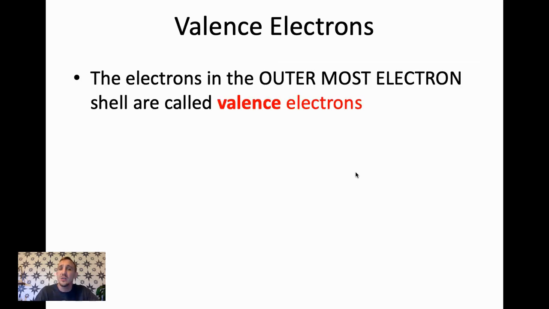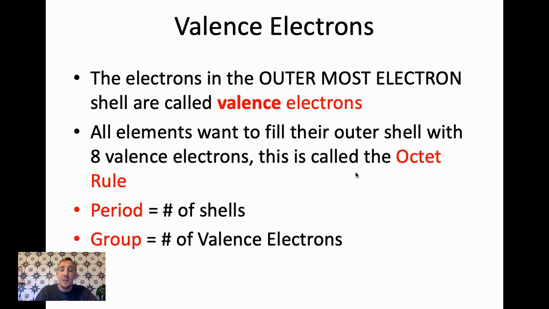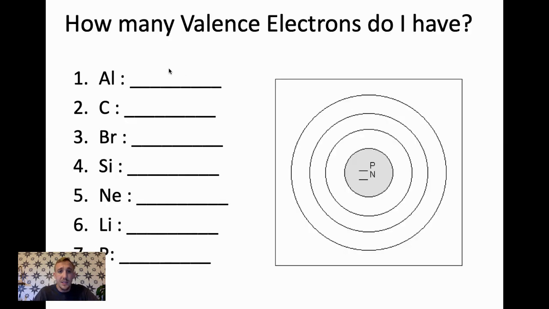So valence electrons are electrons in the outermost shell. All elements want to fill their outer shell with 8 valence electrons. This is what we call the octet rule. So my period equals my number of shells. And then my group number is my number of valence electrons. And so I'm going to briefly explain this in the next video that I'm going to have you guys watch after this.